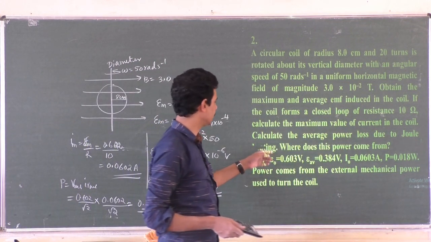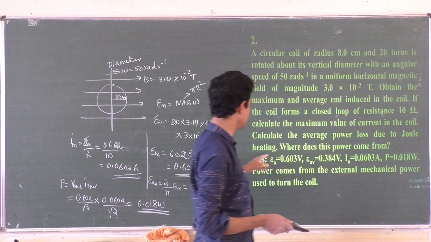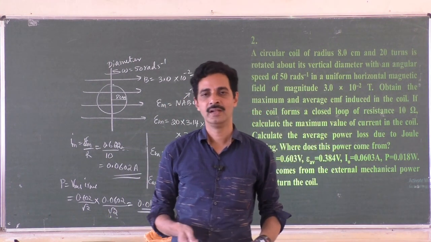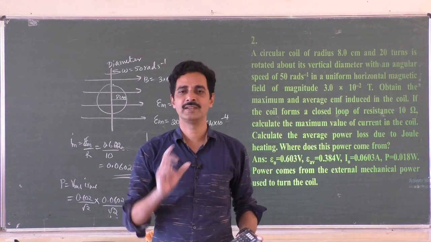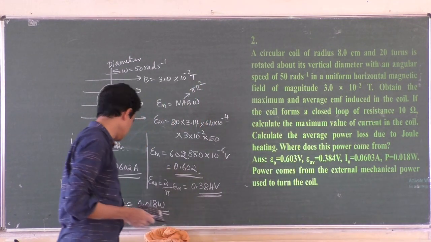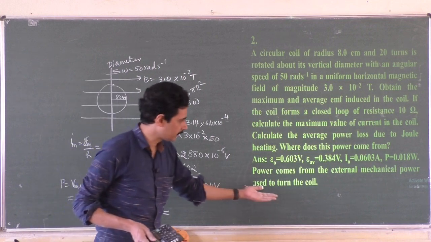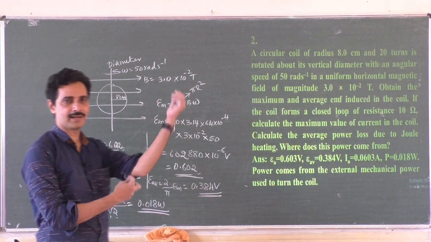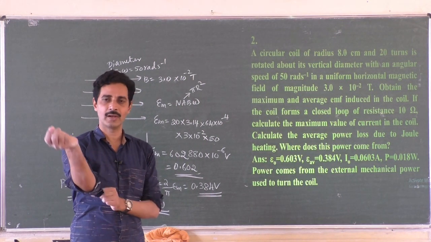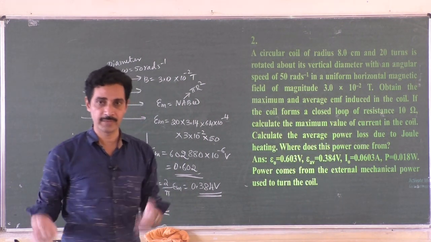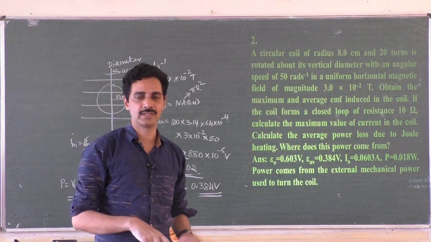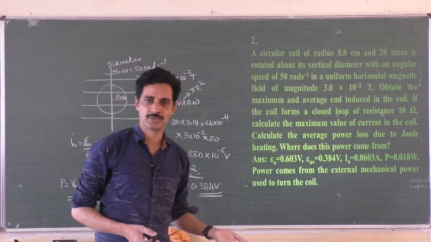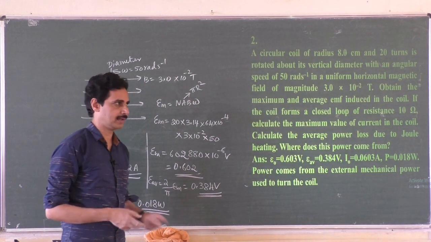Where does this power, the average power loss due to Joule heating, come from? From the mechanical energy with which you rotate. The energy you have spent in rotating the coil is lost in the form of heat. Power loss comes from the external mechanical power used to turn the coil. So in a hydroelectric generator, we get the mechanical energy from the potential energy of water, which falls down and gets converted into kinetic energy of the turbine, and then we use it to rotate the coil, and that is converted into electrical energy.